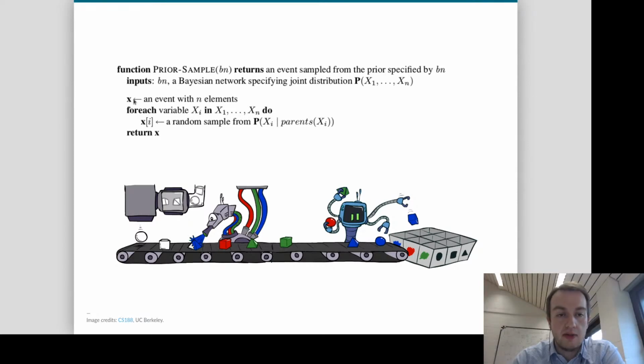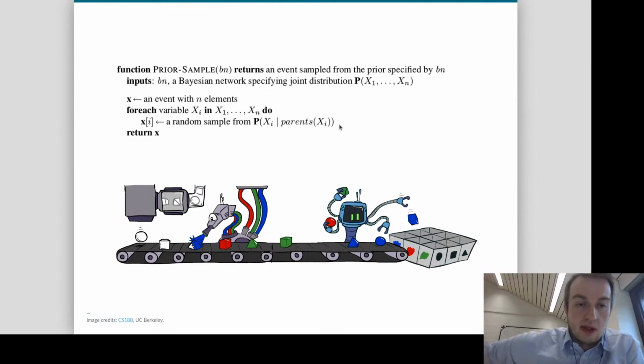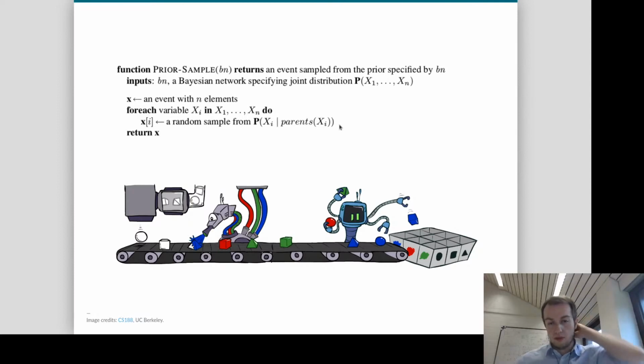We would initialize some empty vector with n elements for n number of variables, and then for each of the variables in the Bayesian network, we would set in position i of the vector the value returned by a random sample drawn from the local conditional probability distribution of the node, so P of x_i given the value of the parents. And then we would return a single sample.